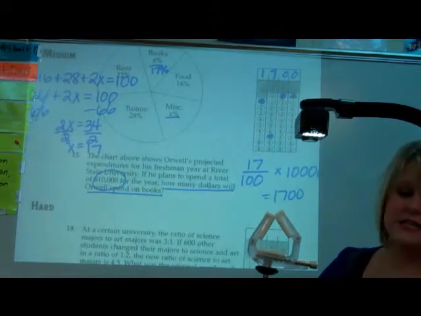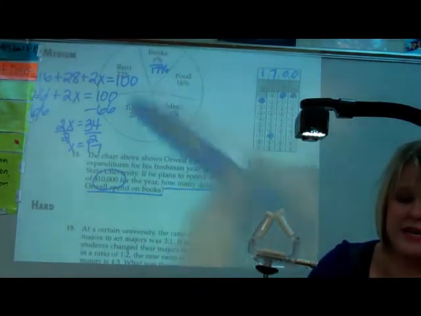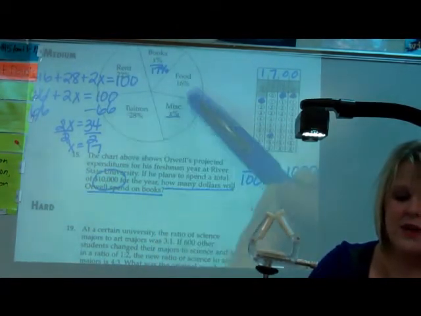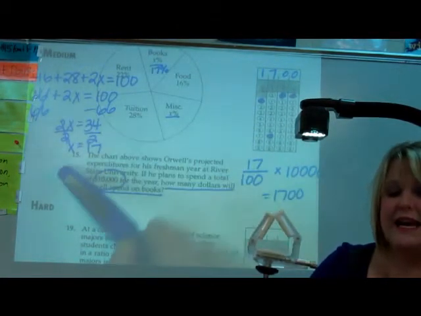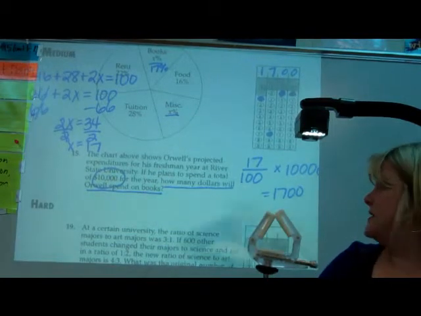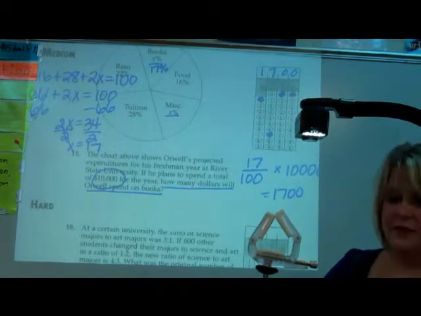So that one's medium because it's multiple steps. You have to figure out x first, which means you have to know that these add up to 100. And then once you find x, you have to know how to find a percent. So you have to take a percent of 10,000.